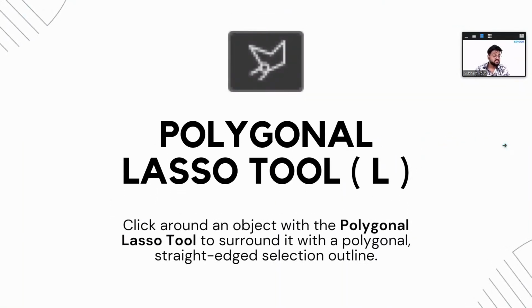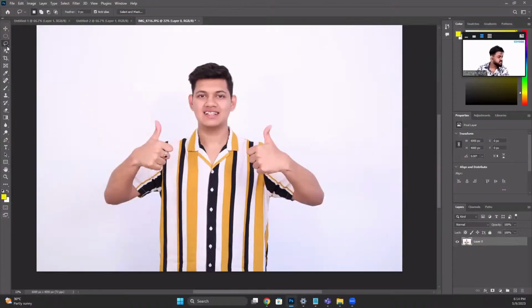Next we have is the polygonal lasso tool. Now with the help of polygonal lasso tool, you can click around an object and surround it with a polygon straight edge selection outline. So if I deselect this, I'll select the polygonal lasso tool. See, it creates a straight line.